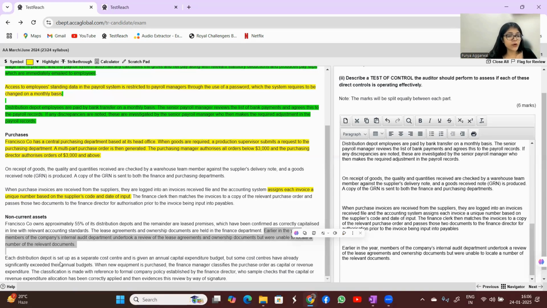Each distribution depot is set up as a separate cost center, okay, and is given an annual capital expenditure budget, but some cost centers have already significantly exceeded their budget. So we're exceeding the budgets.